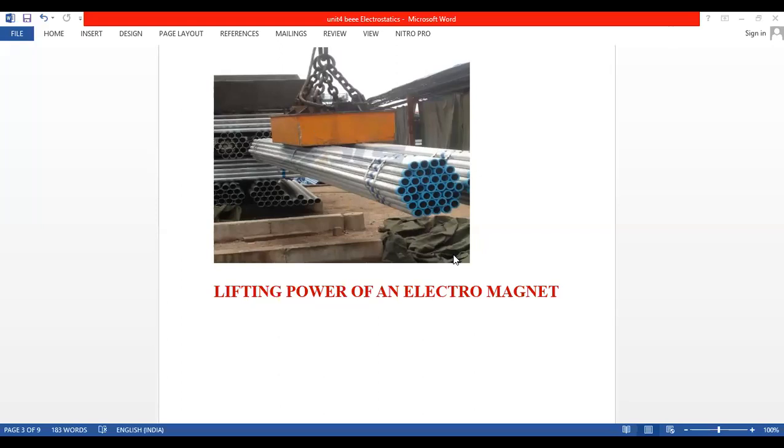As I mentioned, which is the most important unit for you? Electrostatics and electromagnetism. In electromagnetism, what are the topics we have taken? Force experienced by the conductor and force between two parallel conductors. Can you see the force with your eyes between two conductors? We cannot see the force with our eyes, but we can experience that force. So we cannot see the force experienced by the conductor.